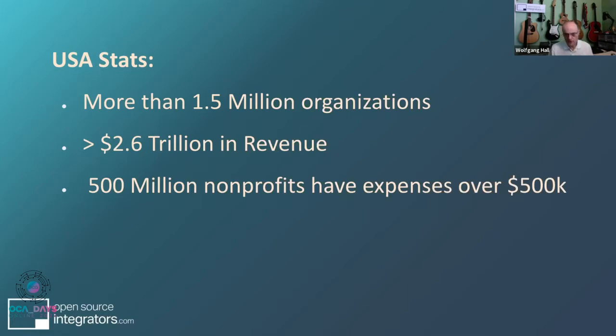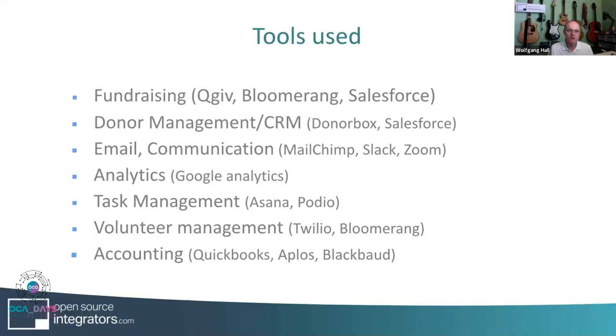And 500 million nonprofits that need to manage their business need tools to do that. So what are the tools? There are fundraising tools like Givebutter and Bloomerang and Salesforce, donor management tools, and some of them are overlapping, Salesforce and others. That's kind of the CRM thing. Then there's email communication and other things to reach out, and analytics, task management. They use Asana and Podio and other tools, volunteer management, and then accounting.